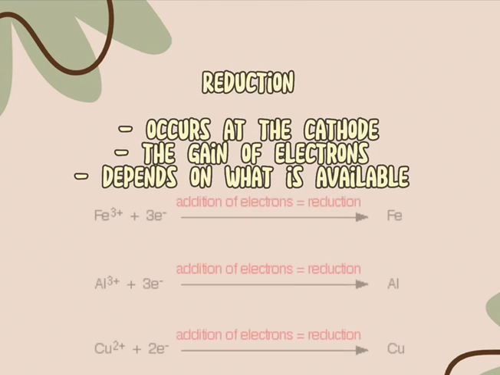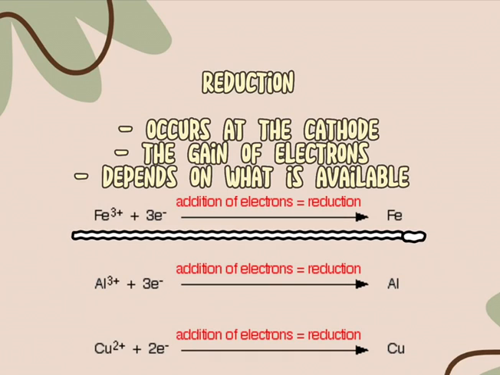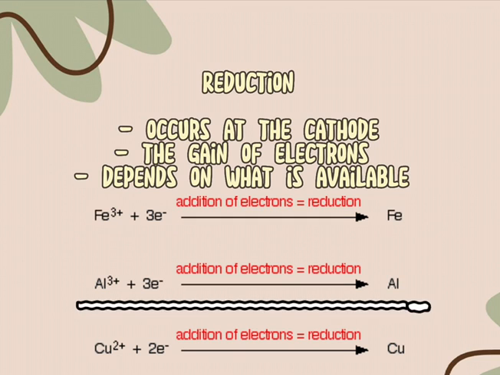The reduction occurs at the cathode. It is the gain of electrons and it depends on what is available. For example, iron 3+, when added with 3 electrons, becomes neutral. Another example is aluminum 3+. When added with 3 electrons, aluminum becomes neutral, and so it is with the third example.